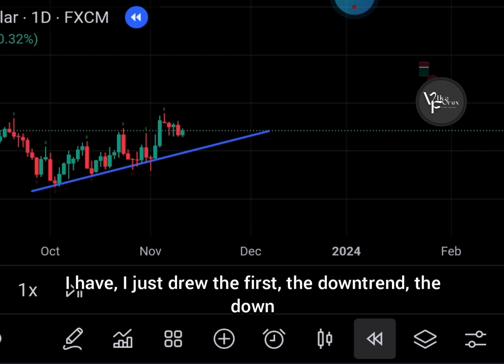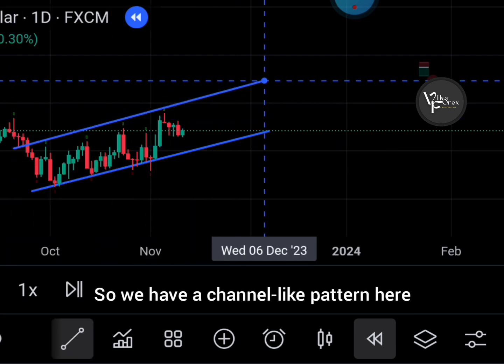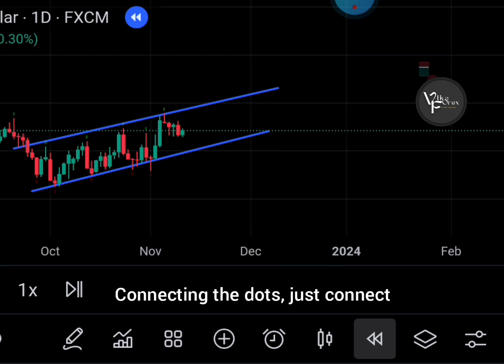So I just drew the uptrend line. Let me draw the second at the top. So we have a channel-like pattern here. You can see, very simple. Connecting the dots. Just connect the dots. Connect those points where they stop and reverse. That is how to draw a trend line. It's that simple. Just connect.